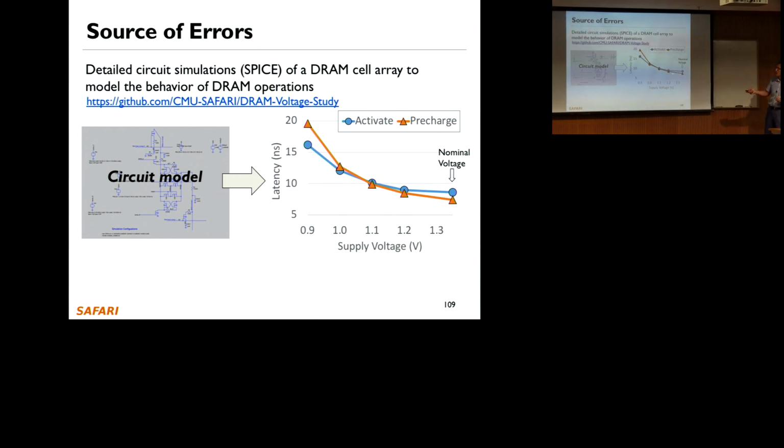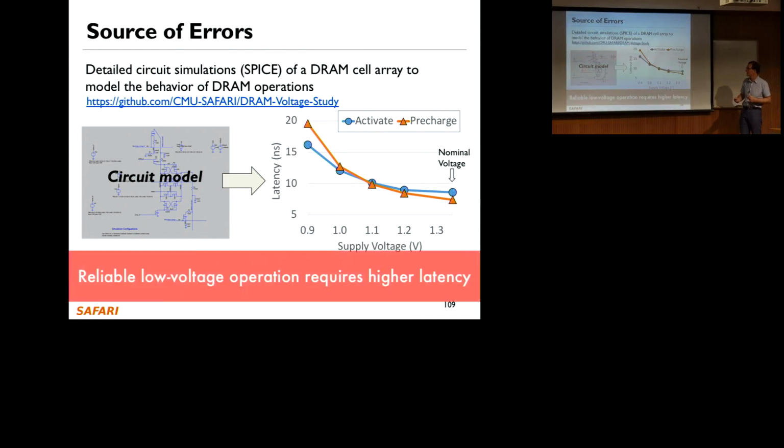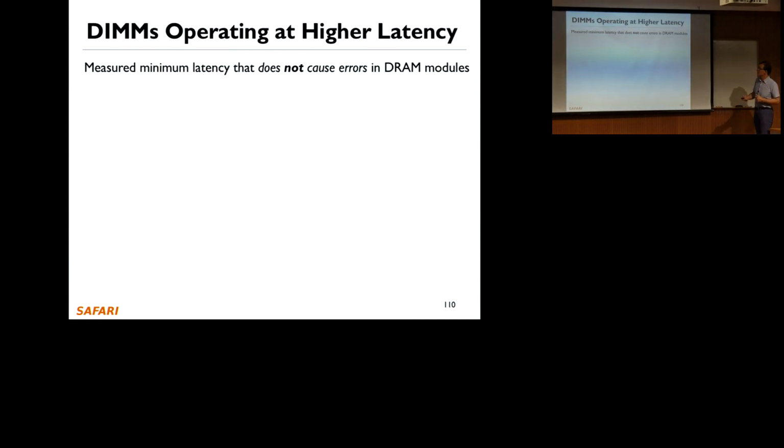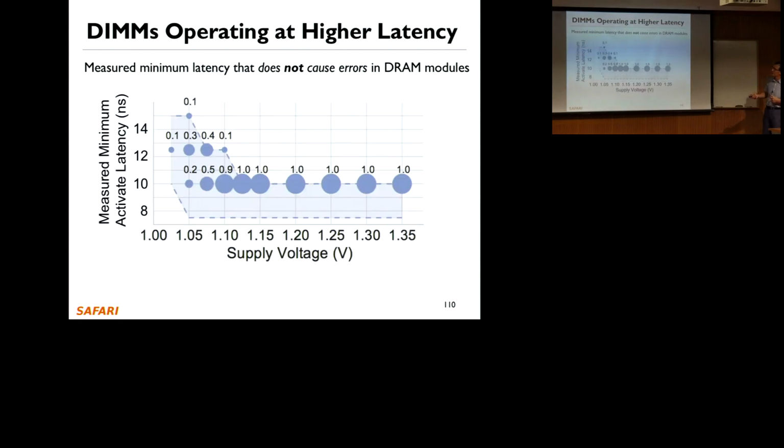And we wanted to see this curve in real life also. Does this curve that we get in circuit simulation match what we observe in real life? Because in real life, we can do this experiment. Once we reduce the supply voltage, we can also increase the latency to see what latency we need such that we don't get errors. And this is the real life, basically.